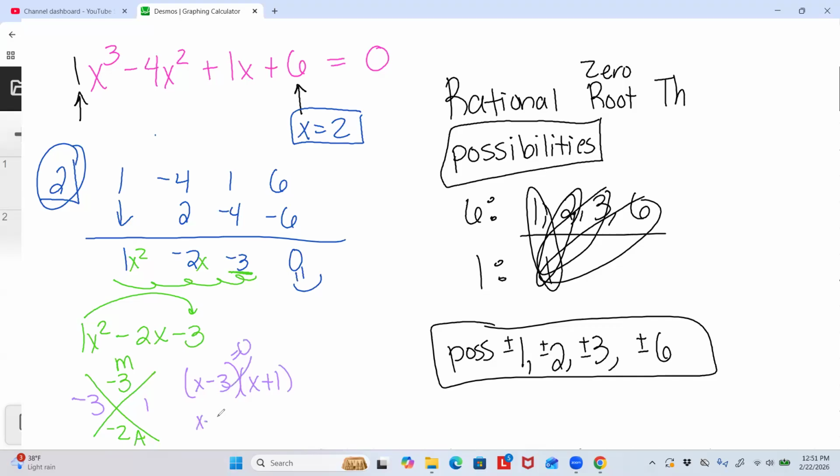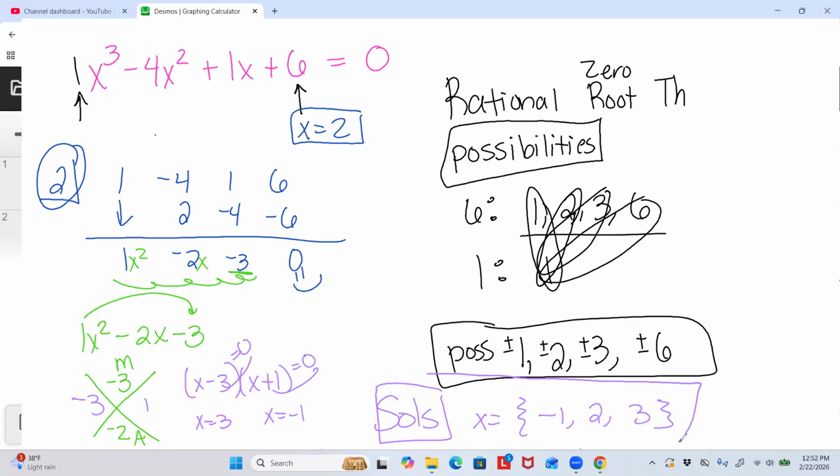This would come over and be 3, set to 0. This would be -1. So we have final solutions. X equals, squiggly bracket because it's a set, least to greatest: we've got -1, 2, and 3. Yes, you could solve this differently. If you picked different than 2 up here into the synthetic, it could look different, but these should be your answers. Final answers, 3 answers: X equals -1, 2, and 3.